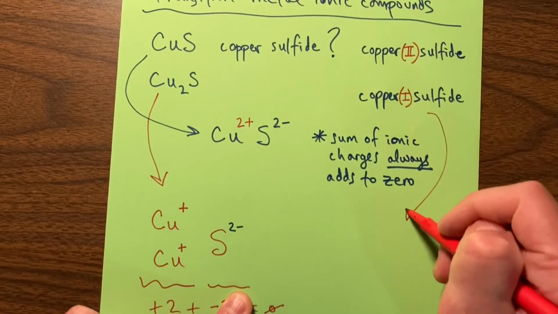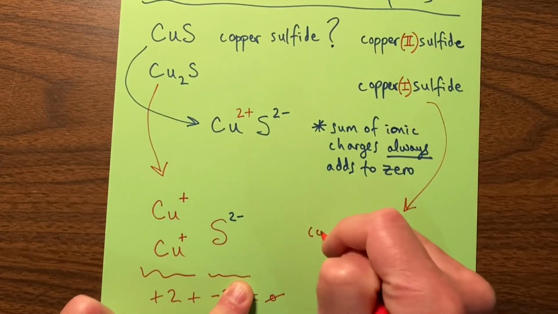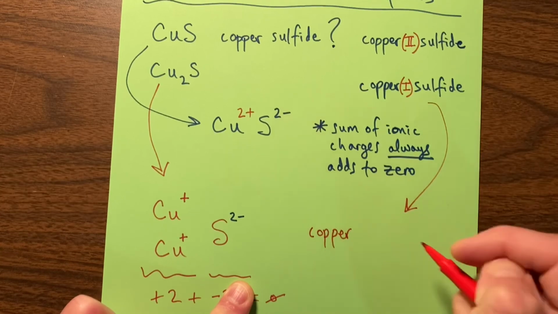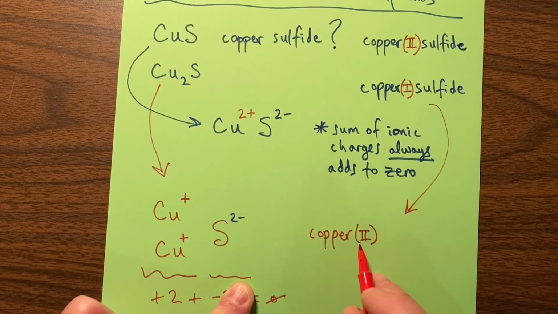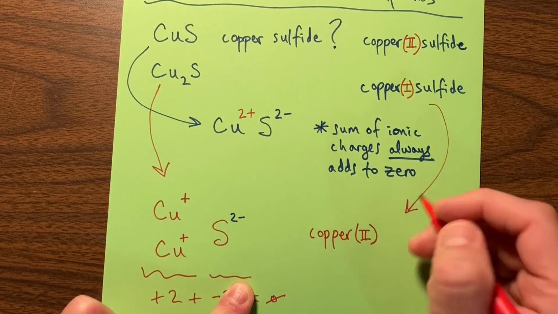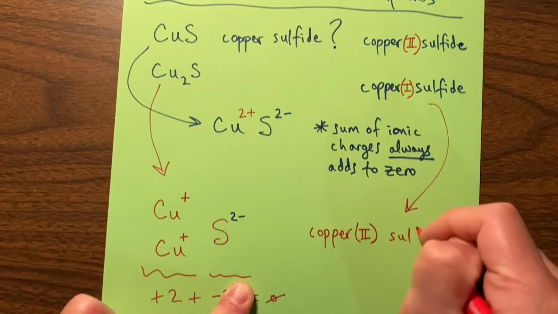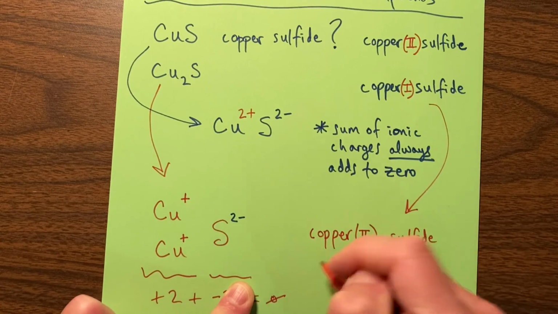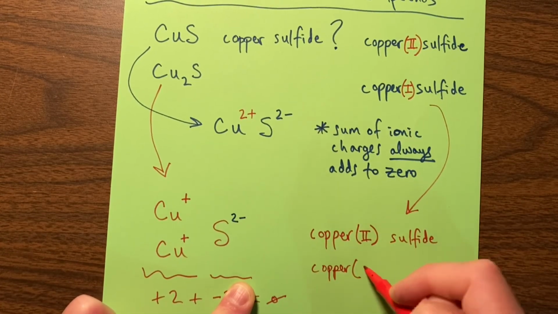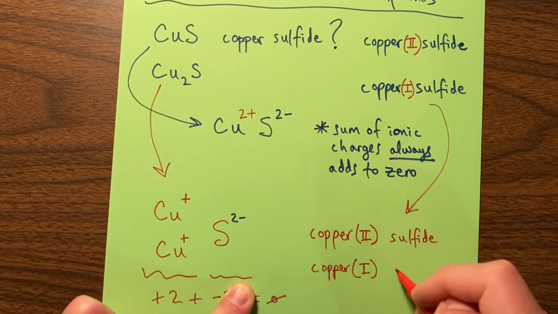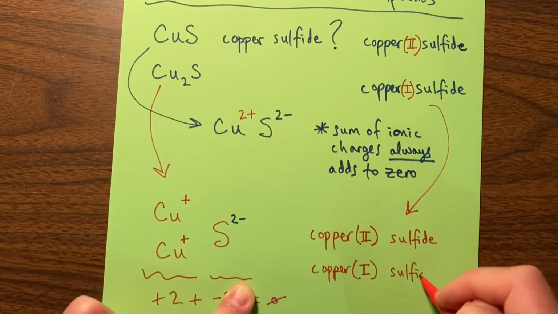And let me rewrite those properly here, so you develop good habits. It's copper, no space, parentheses with a Roman numeral 2, and then a space, and then the word sulfide. And then the other one would be written copper, no space, Roman numeral 1, then a space, then the word sulfide.